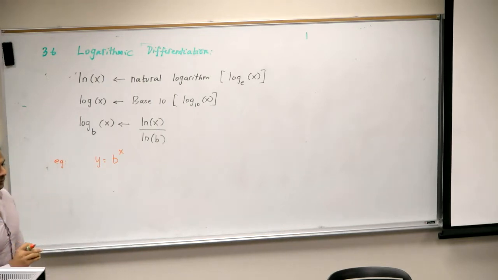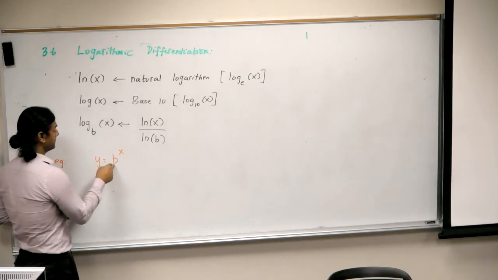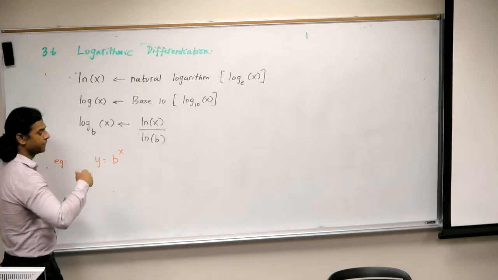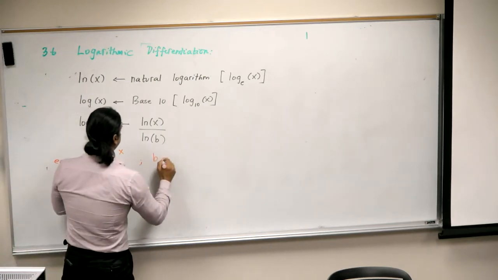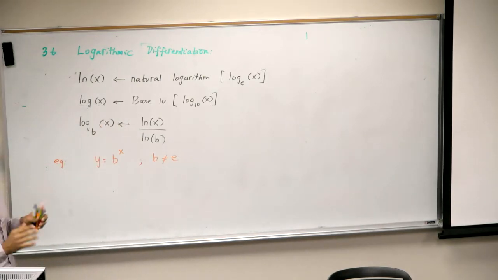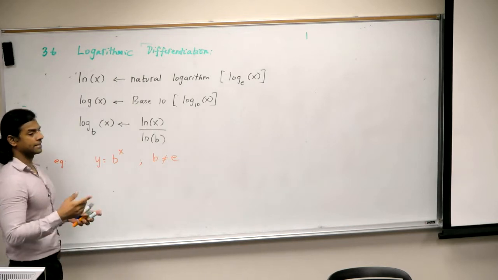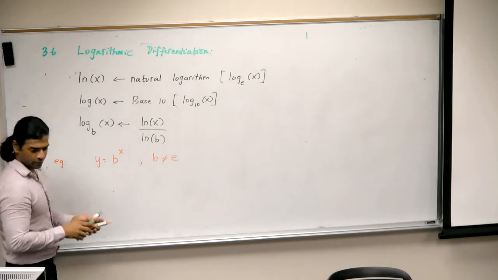Suppose we have y equals b raised to x. It is not the natural number e, rather it's a different b. b could be 2, 10, 15, 100. b is any number other than e. So it's not e raised to x. We want to find the derivative. Of course, we could take the difference quotient approach and do all kinds of things, but we're not going to.